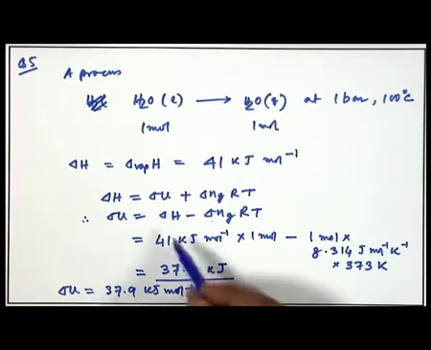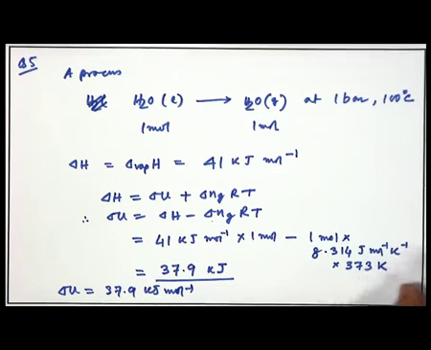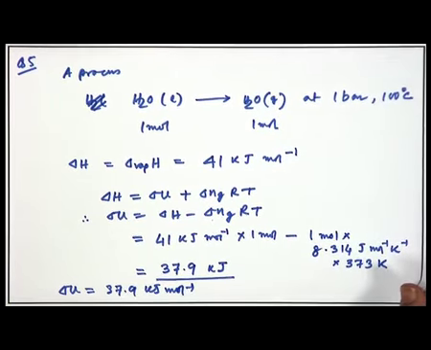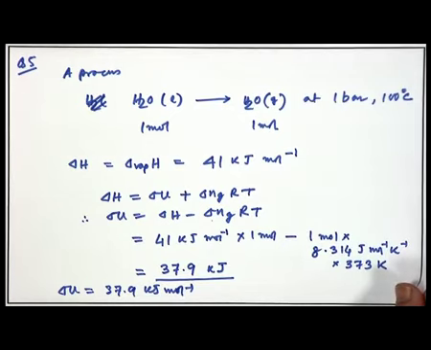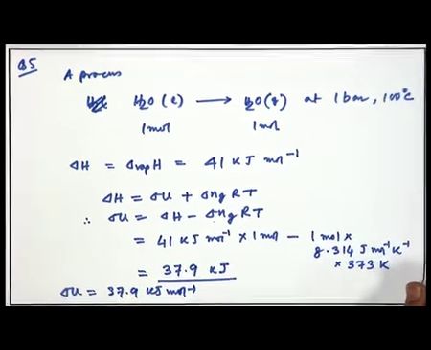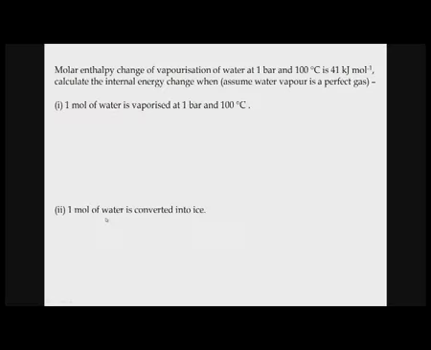37.9 kilojoule is the change in internal energy for vaporizing 1 mole of liquid to 1 mole of gas. So, in the second problem, you have 1 mole of water converted to ice.